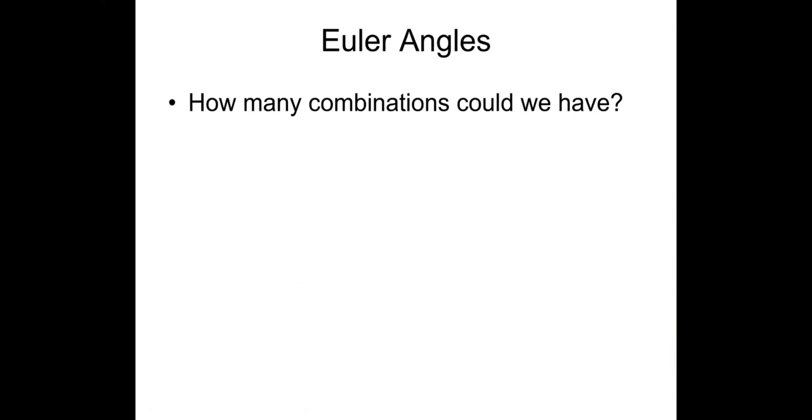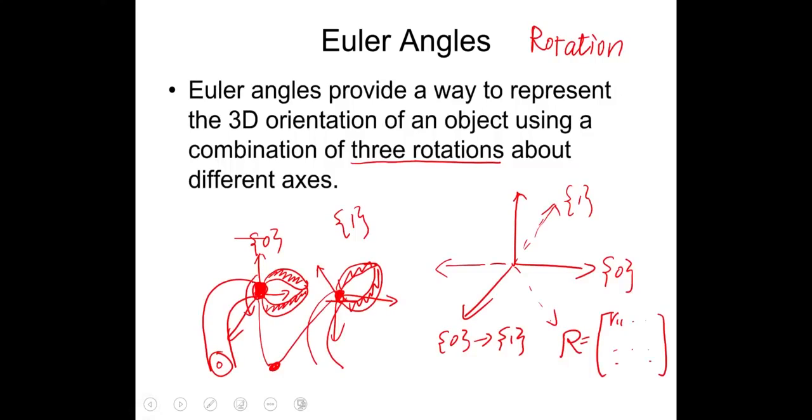So if we can do multiple steps of rotation, what is the minimum number of steps we should do to achieve an arbitrary rotation from rotation 0 to a new orientation, which is rotation 1? We need 3 steps of actions. And these actions are basic rotations, and a basic rotation means a rotation around an axis.